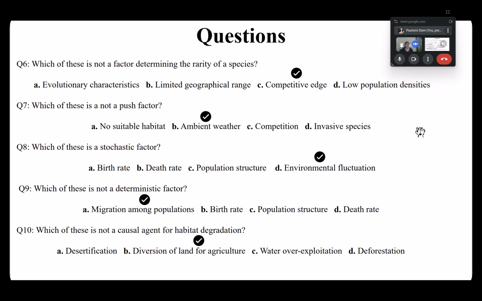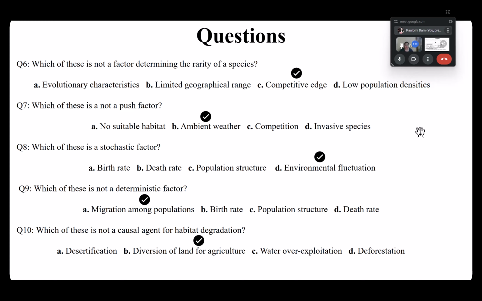Next, which of these is not a deterministic factor? Birth rate, population, death rate. Again, as the upper question also says, these are deterministic factors. But migration is a stochastic factor. And it affects when the population becomes too small.